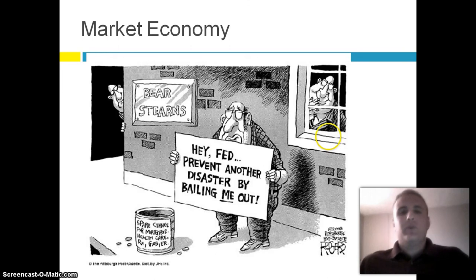This political cartoon kind of gives you an idea about a market economy. As you process this political cartoon, you see the man in the middle holding up a sign. "Hey Fed, prevent another disaster by bailing me out," the man says. If you remember back to the federal bailouts that we've seen across our country in recent years, the reason why I chose to include this in this presentation is for you to understand the federal government is directly involved in a market economy, for good or for bad.